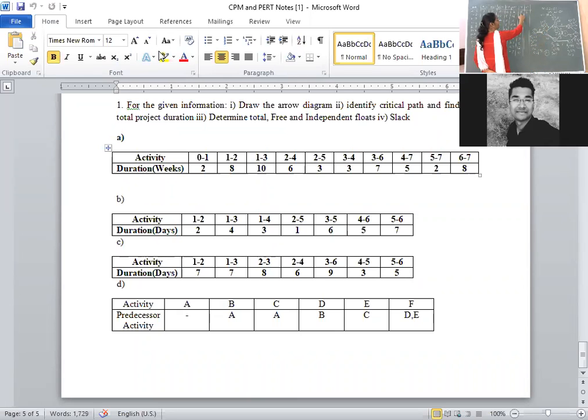Total float value is 0. 0 minus 0, 0. Next, free float we have to calculate for 1 to 2. That is 6 minus, here what node, head node, this is head slack is what? 2. At node 2, what is the value of slack? It's a 6. That means 6 minus 6, 0.